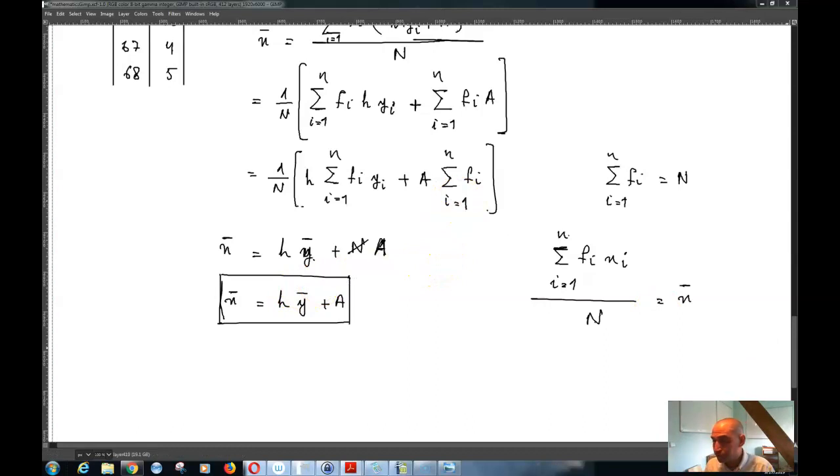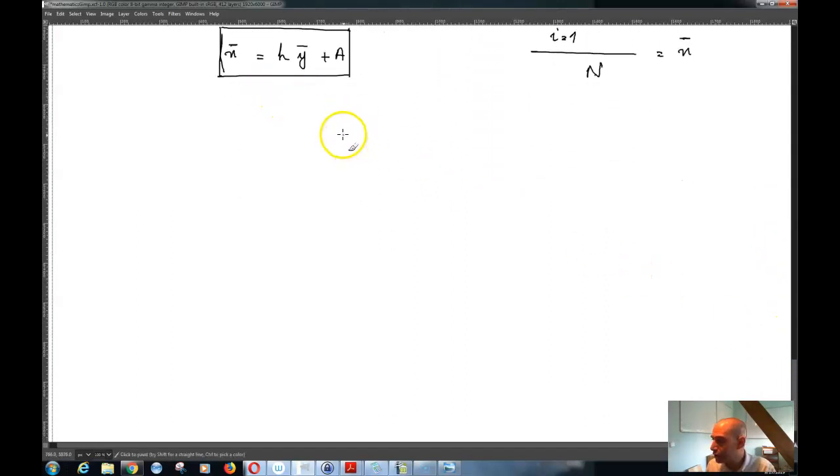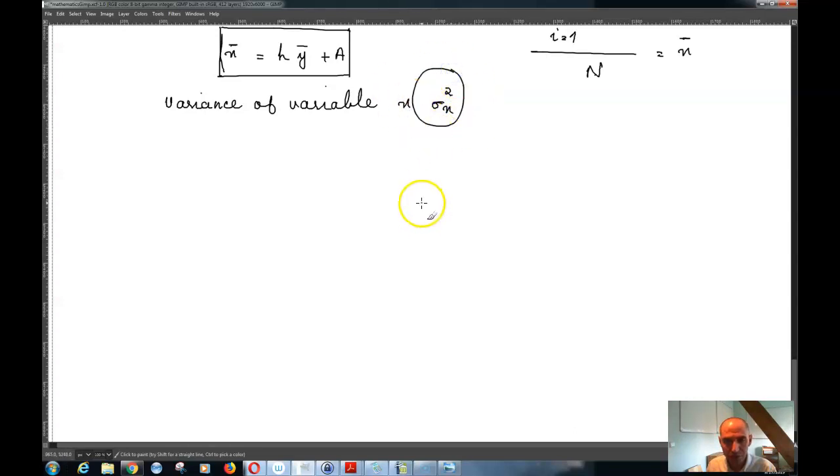So that's one thing. And then the next thing that we need to do is find the variance or standard deviation. We know that the variance of variable x is denoted by sigma of x whole squared. That is the variance of the variable x. If you want to calculate, for example, the variance of variable y, that would be sigma of y squared.